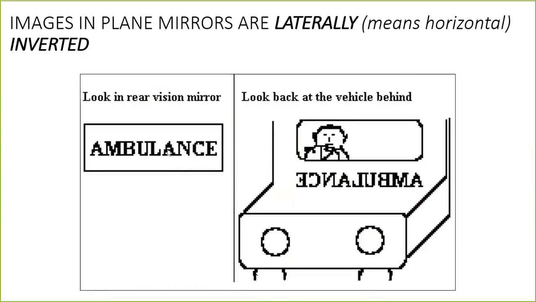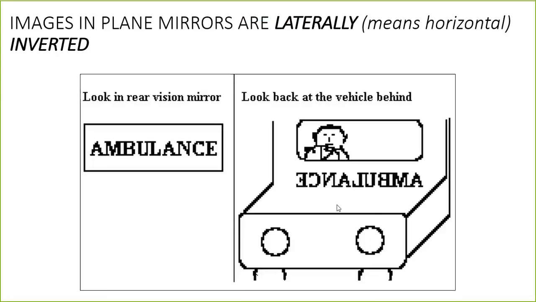And so when you look in your rear view mirror, which is a plane mirror, the middle one in the car in the front, the word ambulance looks like it's supposed to. It reads from left to right, but that's because the designers of the ambulance flip the word so that when the mirror flips it, it ends up back in the same orientation that we want to be able to read it.